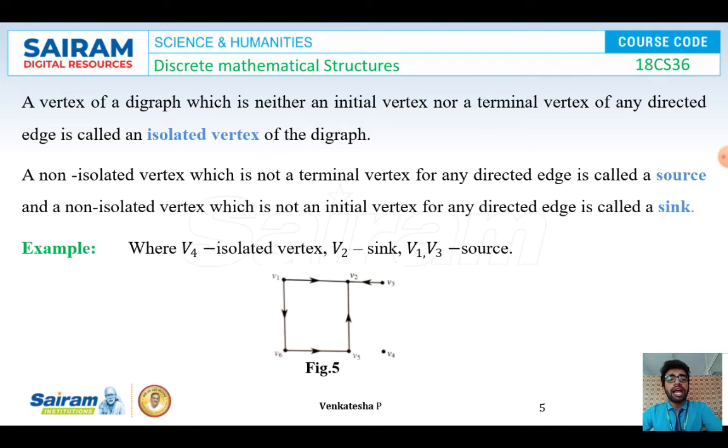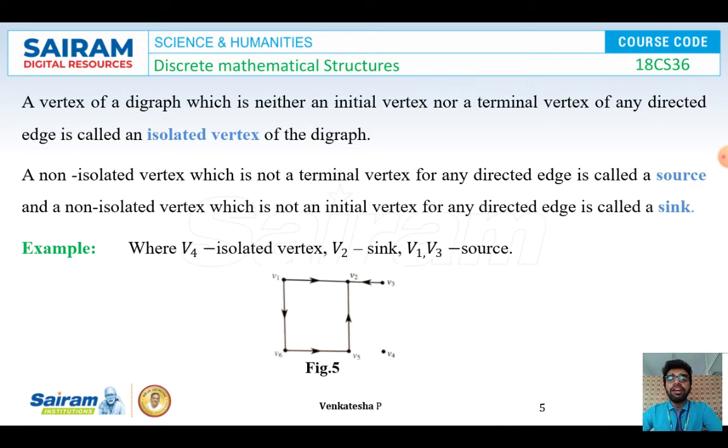The starting point for a directed edge will be called a sink here. For example, in this figure, this graph contains 6 vertices: v1, v2, v3, v4, v5, v6. In this figure, the vertex v4 does not have any edges, so v4 is an isolated vertex. And we can observe that at the vertex v2 there is no outgoing edge. I mean, no initial vertex is present at v2. So this kind of vertex will be called a sink.